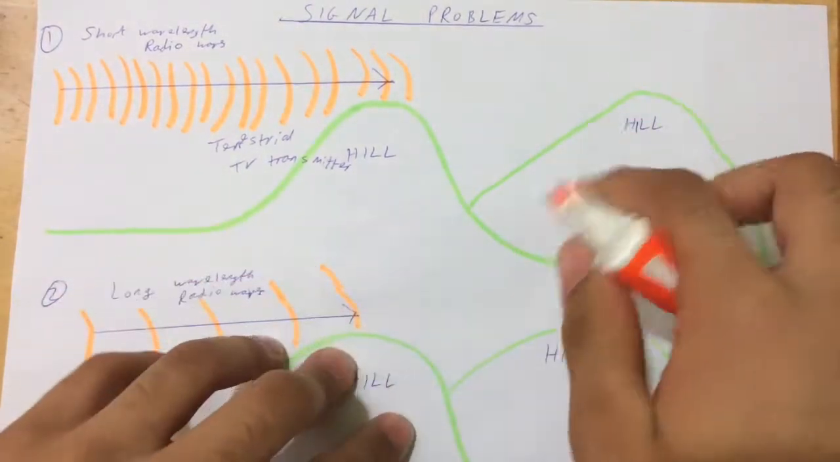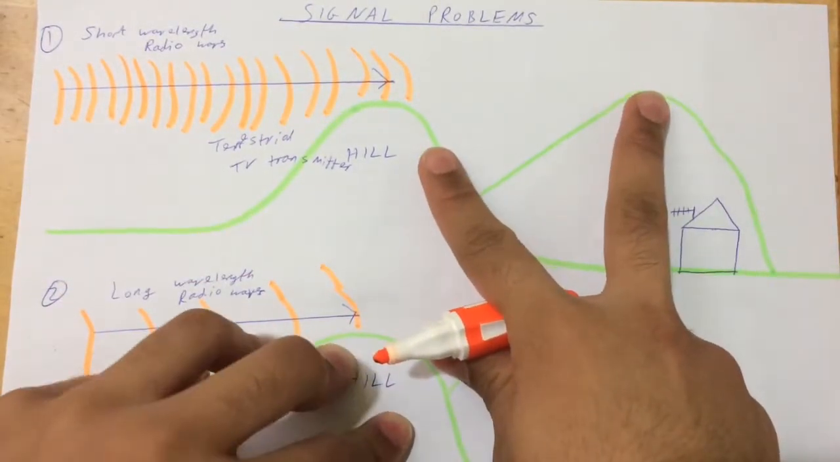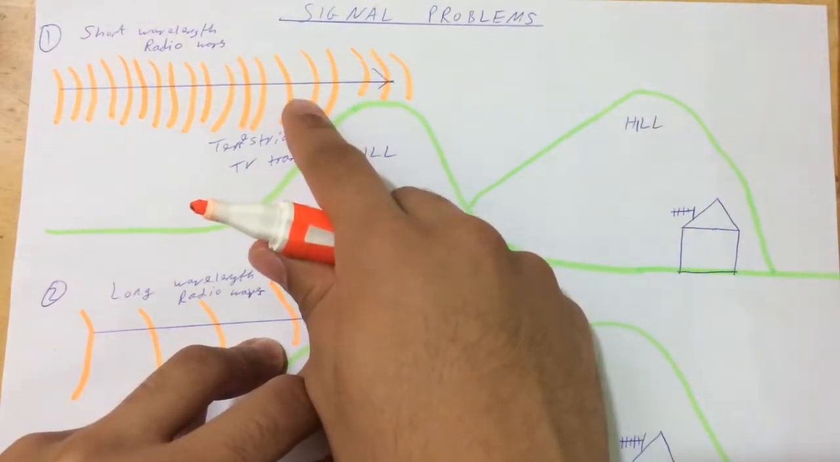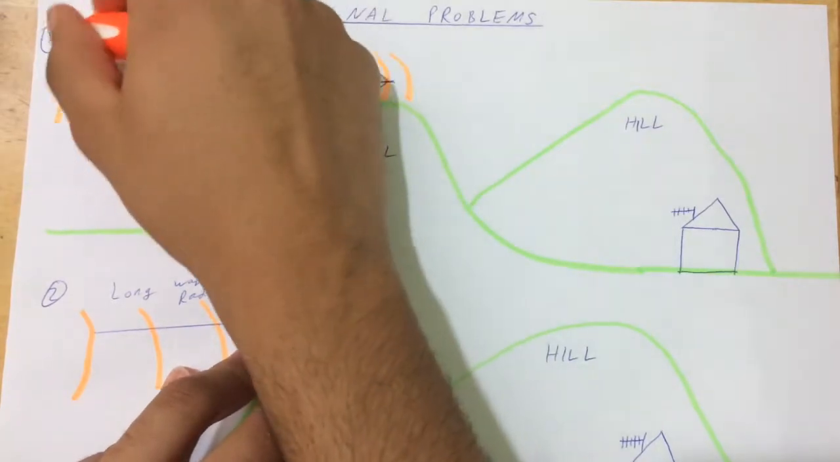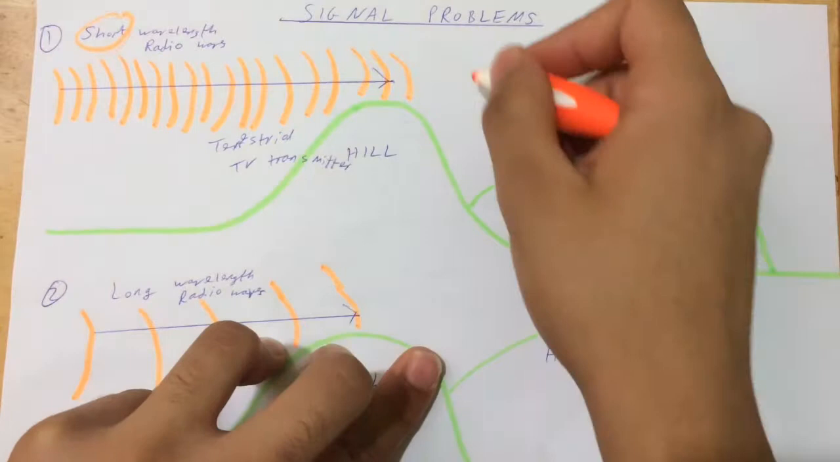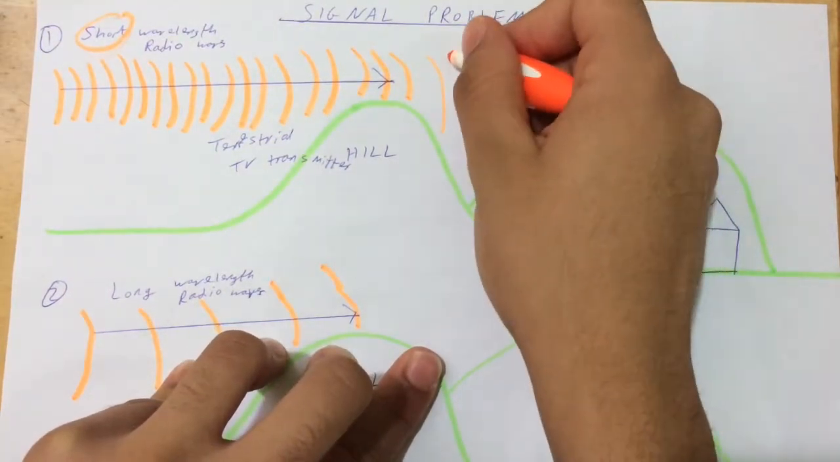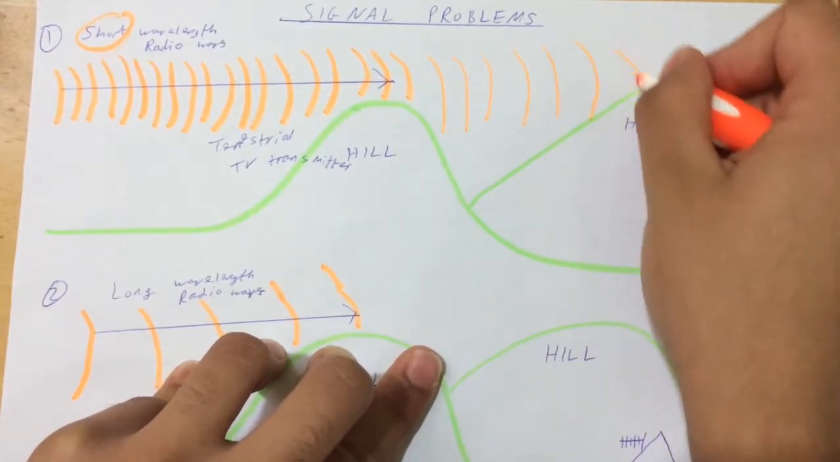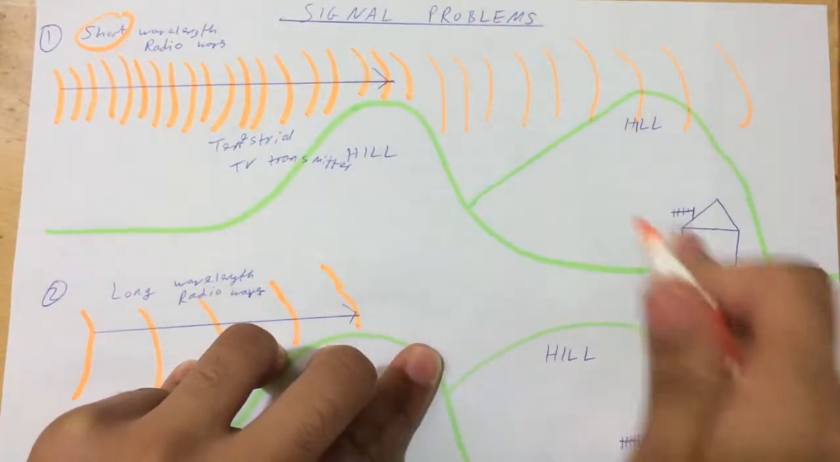Well, let's look at the width of the hills. Obviously, it's going to be very, very big. Look at the wavelength of the radio waves. They're very short. Do you think that it's going to diffract enough to reach the house? No. It is going to diffract, just not enough to reach the house.